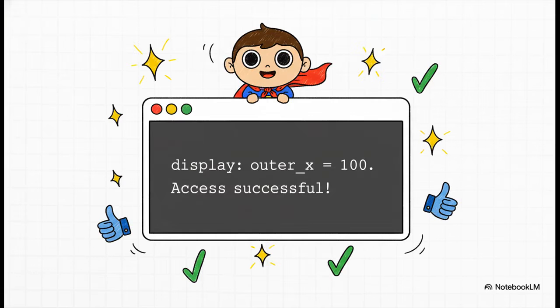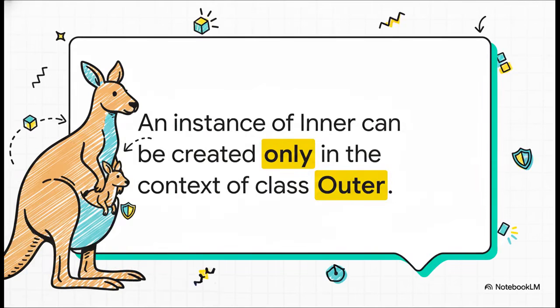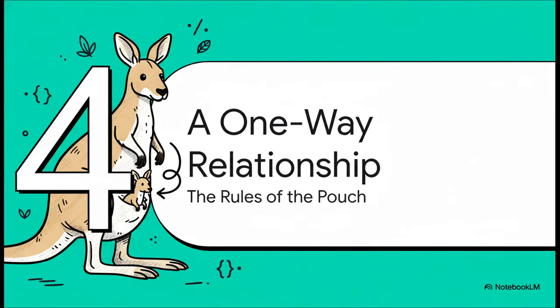And would you look at that? When you run it, it works perfectly. The inner class grabbed the outer class's variable, no problem at all. That is the superpower right there. But, of course, with great power comes a really important rule. You can't just create a Joey out of thin air. It has to have a kangaroo. An inner class object can only exist if an outer class object exists first. It's totally dependent.